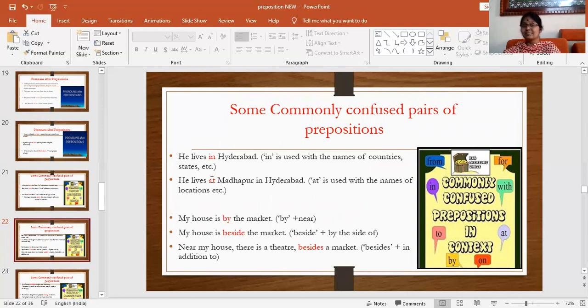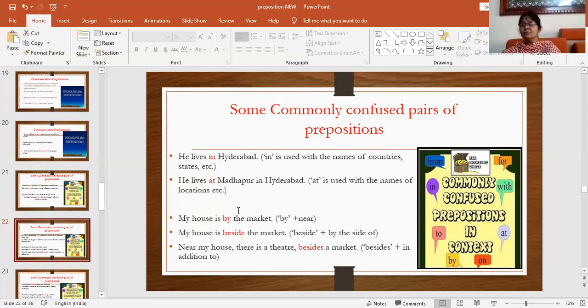Similarly, we tend to make mistakes when to use in and when to use at when we are talking about places, right? Now look at this sentence. He lives in Hyderabad. Now I have used the preposition in, right? Now, in is used with names of countries and states. He lives at Madhapur in Hyderabad. Now remember, at is used for small locations, right? And in is used for states or countries or capitals, right?